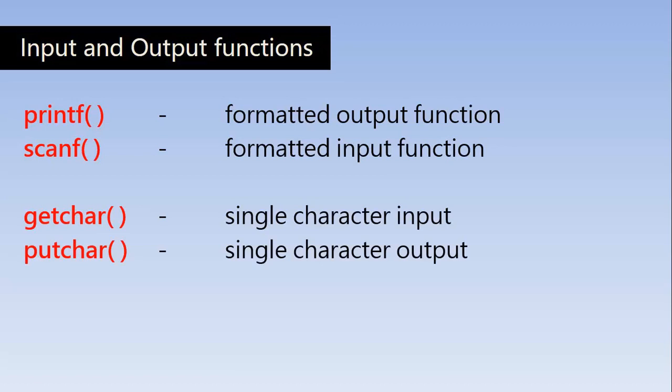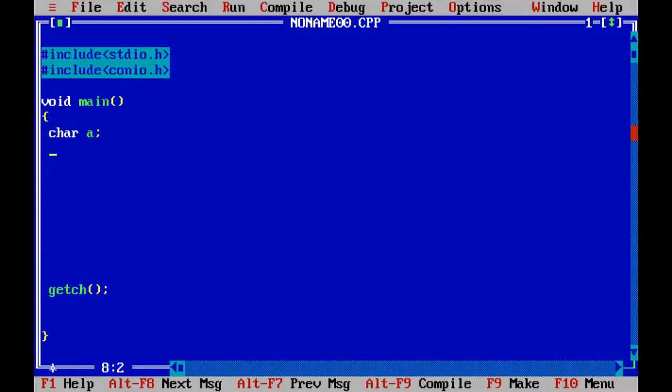So now let us look at the getchar and putchar function. The getchar function is used to take a single character, and the putchar function is used to print a single character. So friends, just look at the statement. Here I have just declared a variable a of type char. Now let's see how to store a character in the variable a. First type the variable a equals to getchar function.